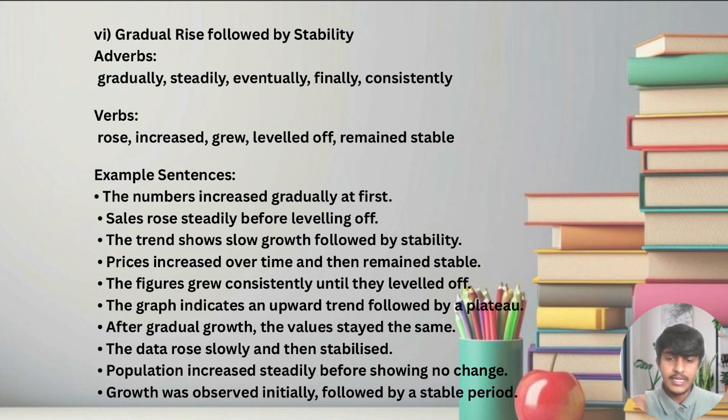Population increased steadily before showing no change. This sentence contrasts two changes. And the last one is growth was observed initially followed by a stable period. This sentence works well in an overview paragraph.